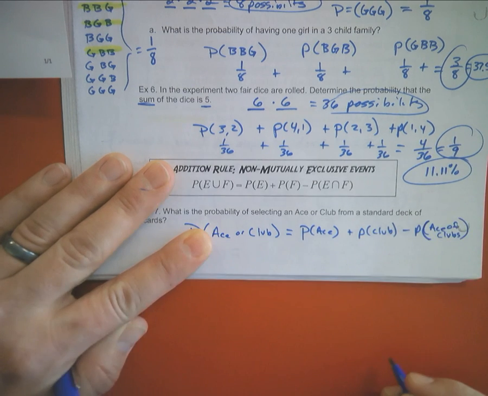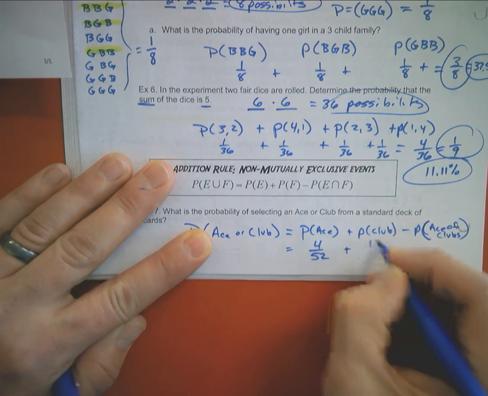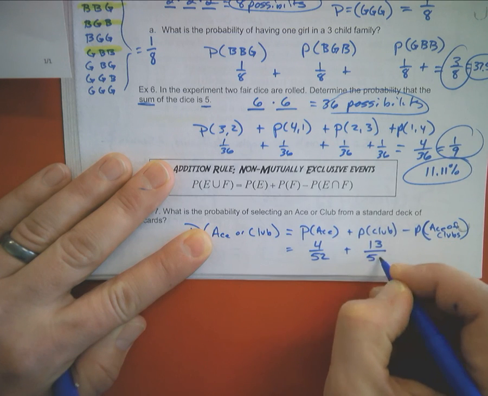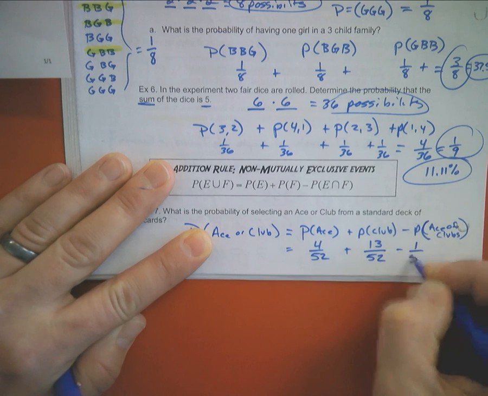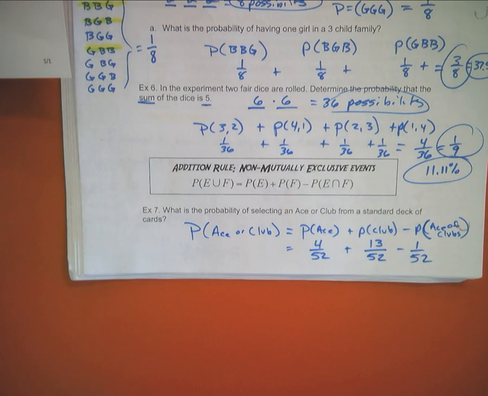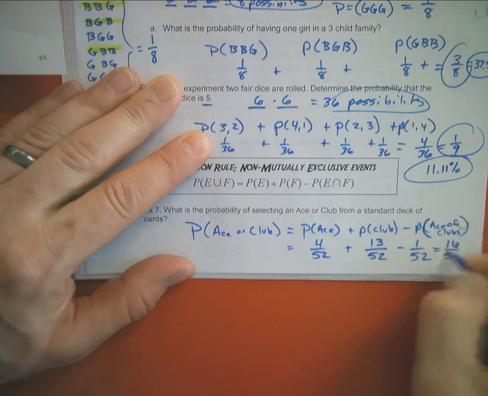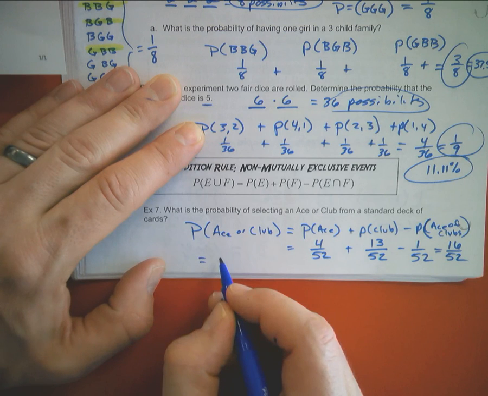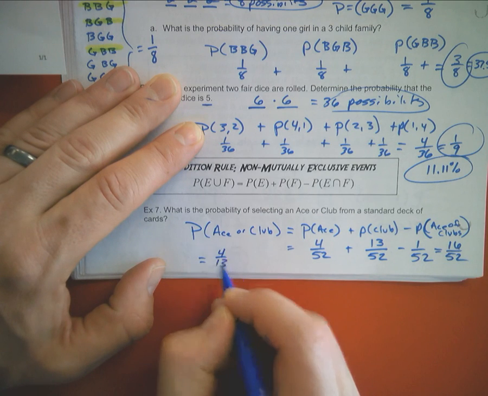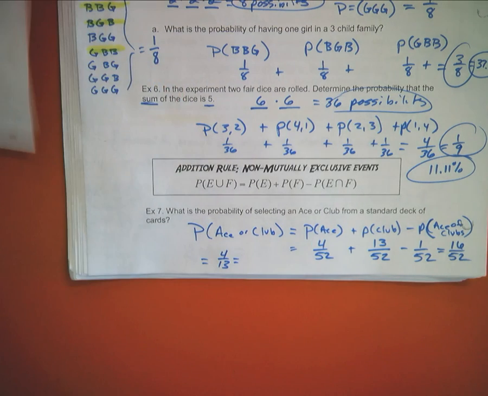So again, there's 4 aces out of 52, there's 13 clubs, 13 in each suit out of 52, but I just added that ace of clubs twice, so I've got to subtract it. Okay? So we end up with 4 plus 13 minus 1 is 16 out of 52. And 16 out of 52, I think, ends up to be what, 4 out of 13? Which is what percentage? 30.8.